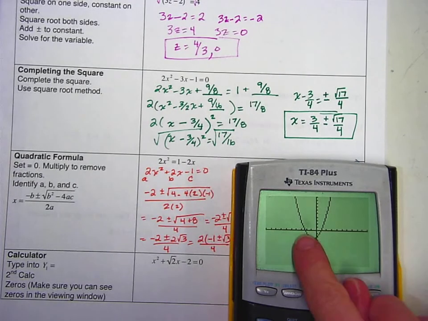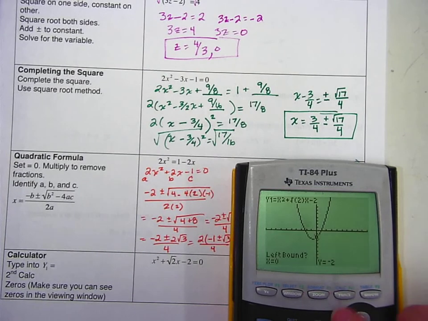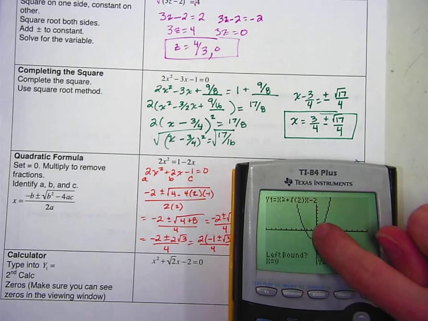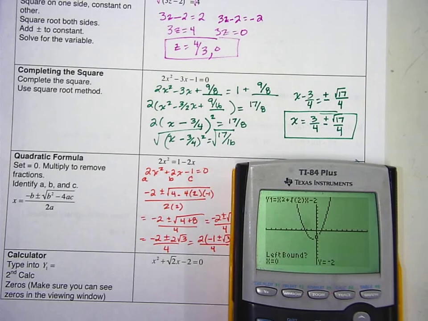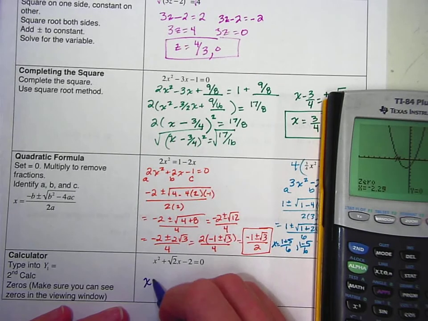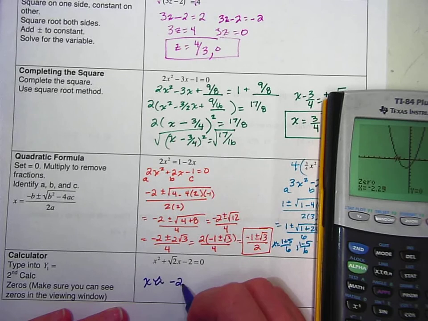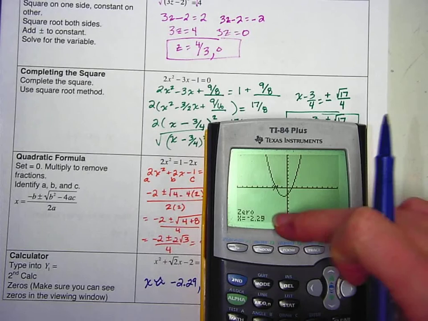Okay, so we can see the 2 intercepts. We're going to call those zeros. So the first one, we have 1, 2, 3. It looks like it's in between negative 3 and negative 2. So left bound negative 3, right bound negative 2. And then our first zero is approximately negative 2.29.